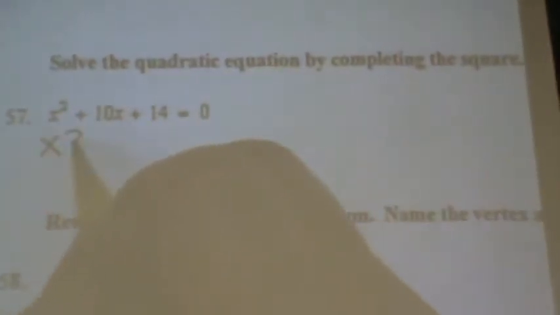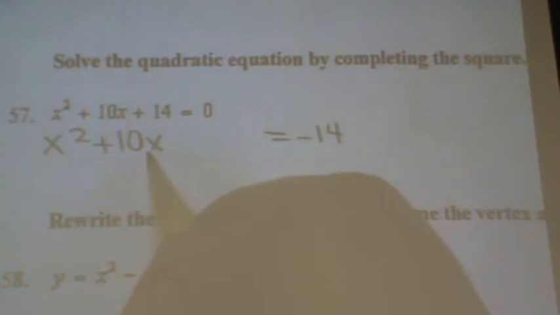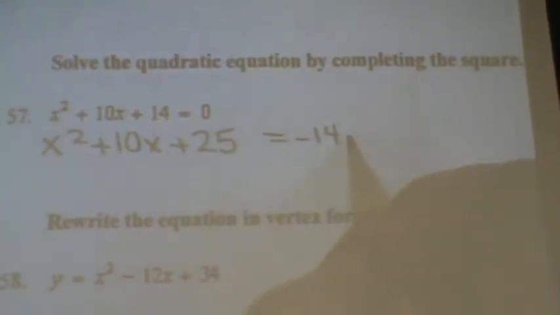Now, you don't have to complete the square. You could use the quadratic formula. I'm not gonna go over it, but I'm gonna do what they want, complete the square. You're gonna bring 14 to the other side. You take half of 10, which is 5, and square it. You're gonna add 25 to both sides.